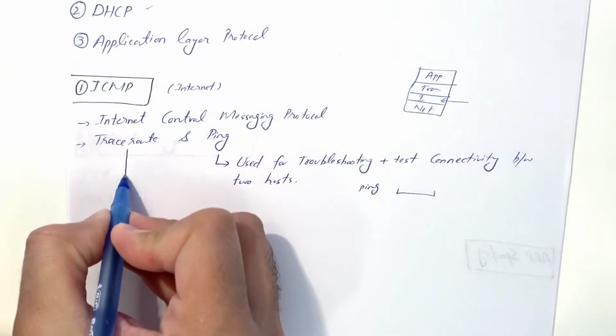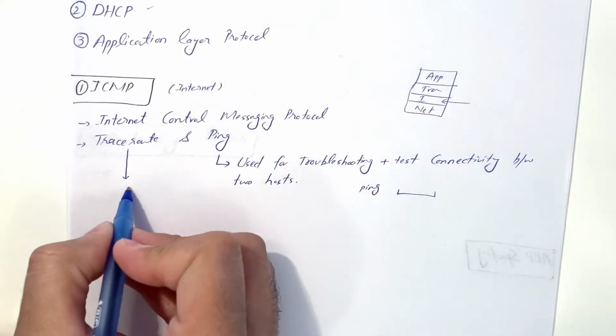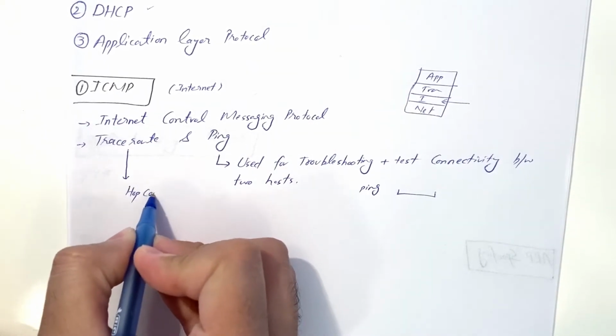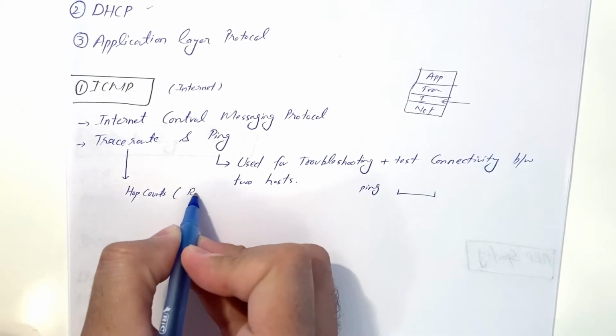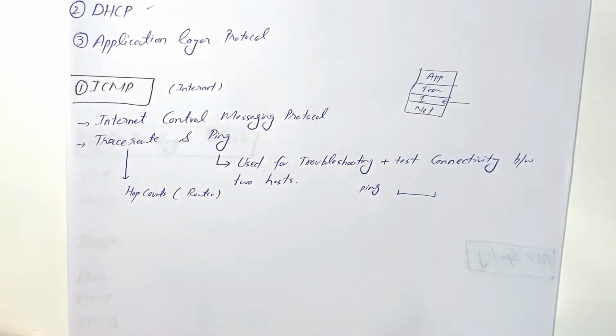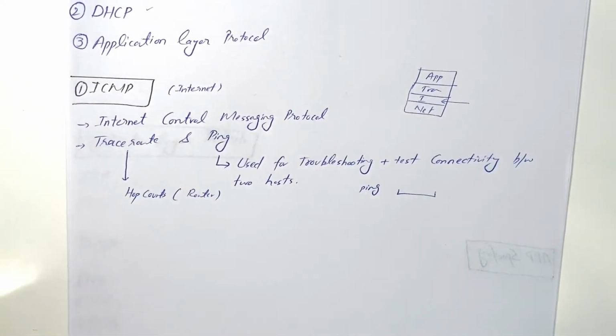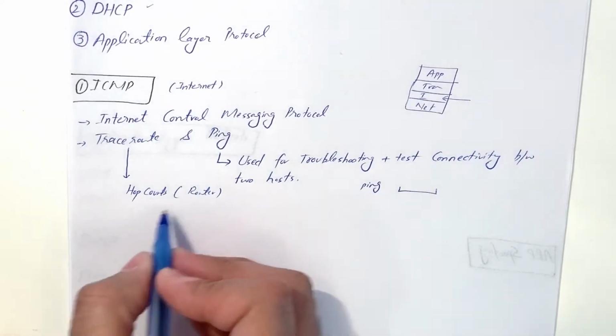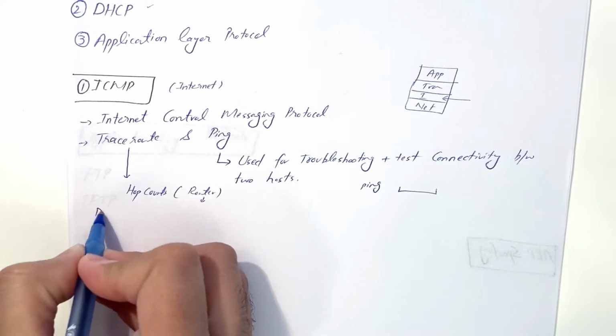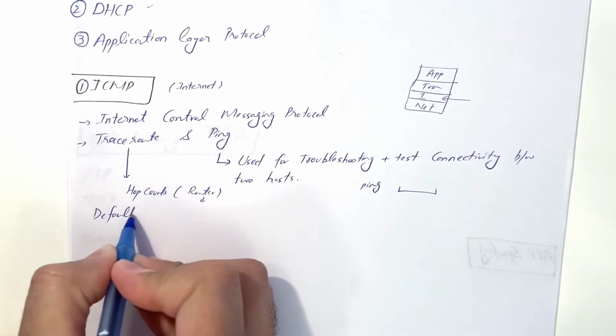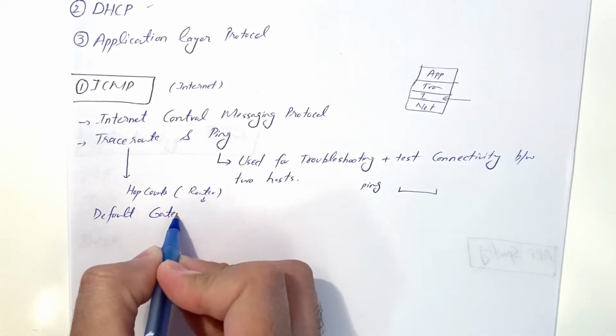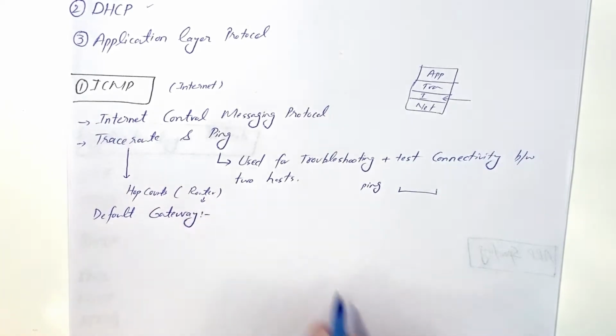Then the trace route, it basically shows you all the hop counts, and you can see how many routers or gateways are involved in between you and that particular host. So that's basically what trace route is for. And hop counts or routers are mainly called default gateway. Default gateway is basically your router through which you are connected with internet.